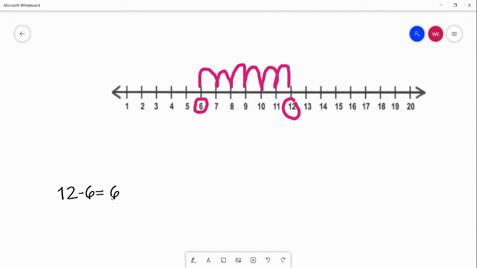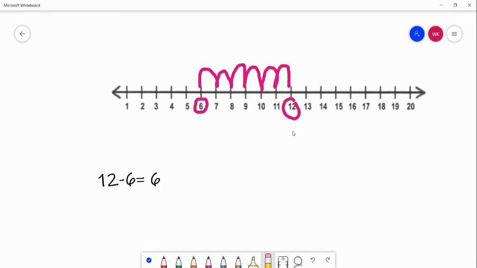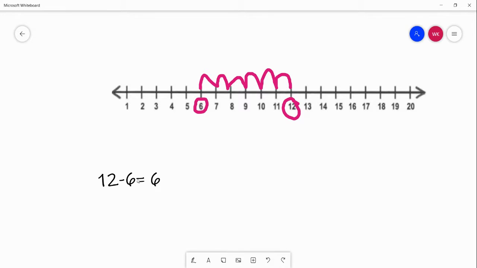Now let's use the count backwards method. So to count backwards, we are always going to start with our highest number, the biggest number. So that is 12 in this situation. So we are going to start at 12, and we are going to count backwards. We're going to go 1, 2, 3, 4, 5, 6, and we're going to stop at 6 because that is our other add-in in our equation.